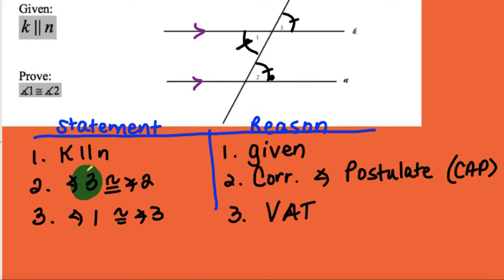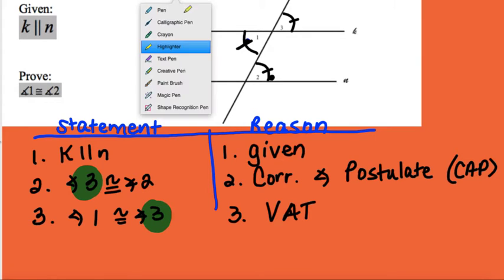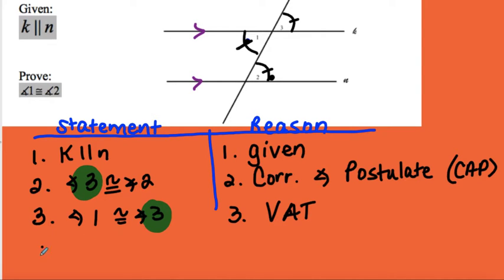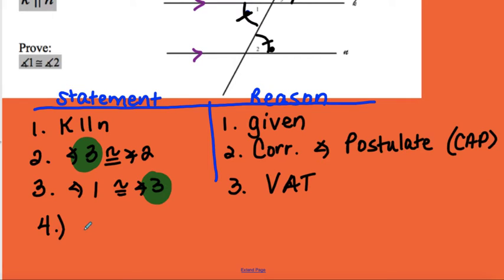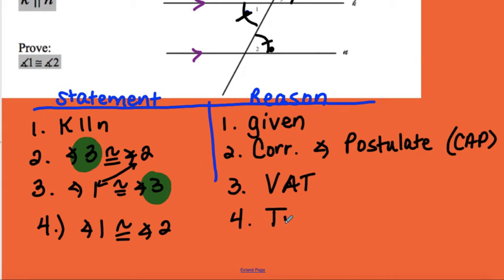Look, 3 is in both of these, and I'm trying to somehow connect 1 and 2. So I can do it by the transitive property. Remember, when we're trying to connect angles via other angles, then that's a really nice way to see the transitive property, like substituting things twice almost. So angle 1 is congruent to angle 2 because of the transitive property of congruence.